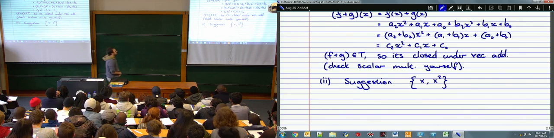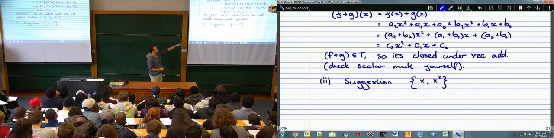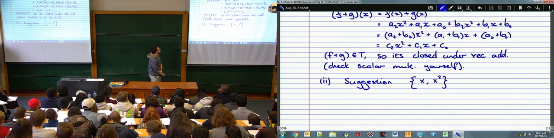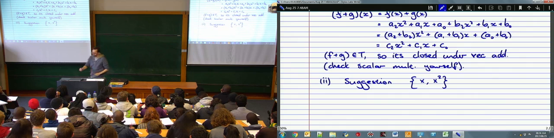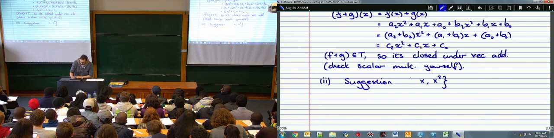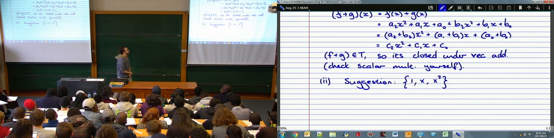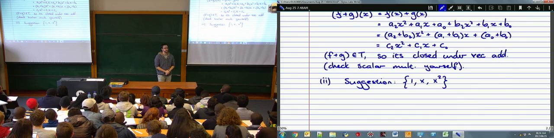Right. So can we generate all the polynomials of degree 2 or less using these two functions? No. Why? Why not? So there's something that we need a constant as well. Okay, right. So this is very close, but we actually just also need the constant function 1. Right. So we really need three separate things over here.